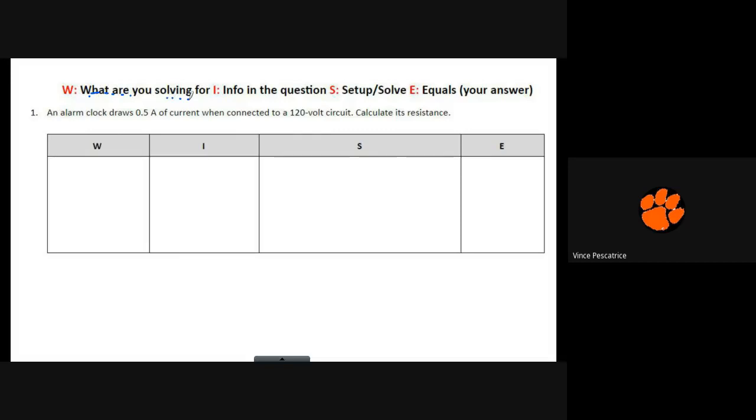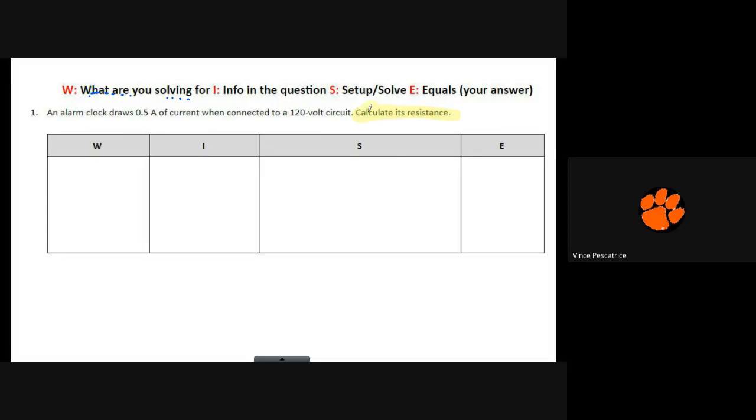All right. So if it says the alarm clock draws 0.5 amps of current when connected to a 120 volt circuit, calculate the resistance. All right, you're going to look for your action words. You're going to look for what it's asking you to do. So right here, it says calculate the resistance. That tells you exactly what you're supposed to do.